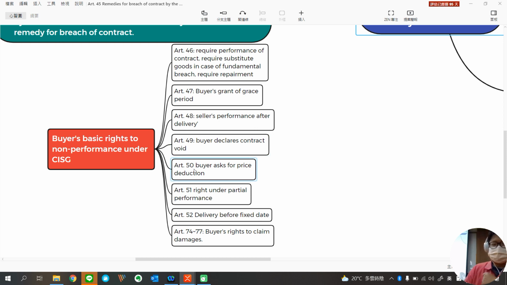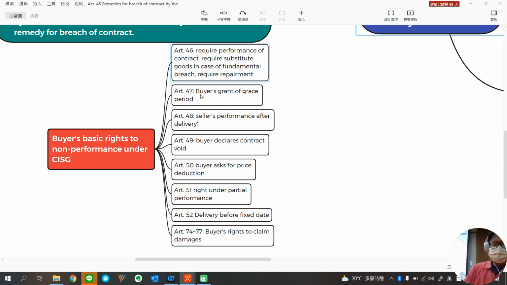And then Article 50, the buyer may ask for a price reduction, something like we talked about at Article 44. Then Article 51, partial performance is also acceptable. And Article 52, delivery before the fixed date is also acceptable, if the buyer accepts it.